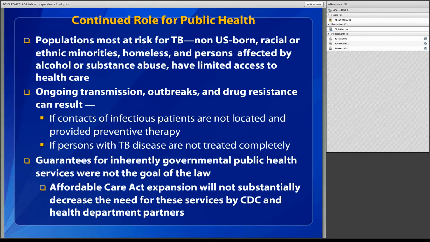So in sum, what I want to convey is that there's a continued role for public health. The populations that are most at risk for TB, those that are non-U.S. born, minorities, homeless, or persons affected by alcohol or substance abuse, have limited access to health care. There are ongoing transmission outbreaks and drug resistance that can result in contacts of infectious patients not being located or being treated for TB and LTBI, TB infection, and persons with TB disease that are not treated completely, if the role of public health is not continued to be supported. The guarantees for inherently governmental public health services were not the goal of the Affordable Care Act. It does not substantially decrease the need for these services by CDC and health department partners.